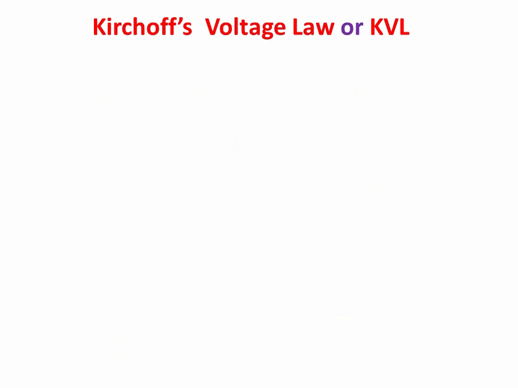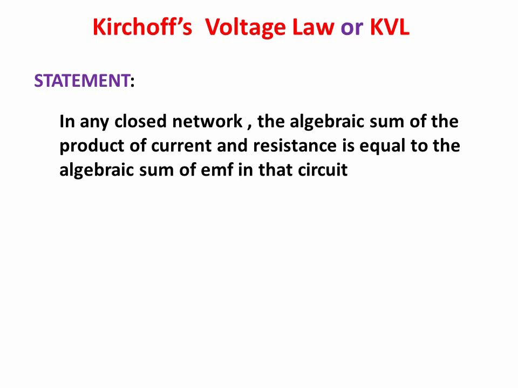Now we are going to see the statement of Kirchhoff's voltage law, or KVL. The statement is: in any closed network, the algebraic sum of the product of current and resistance is equal to the algebraic sum of EMF in that circuit. So the very important term is closed network. Kirchhoff's current law is for an open circuit. In Kirchhoff's voltage law, in any closed network, the algebraic sum of the product of current and resistance is equal to the algebraic sum of EMF in that circuit.